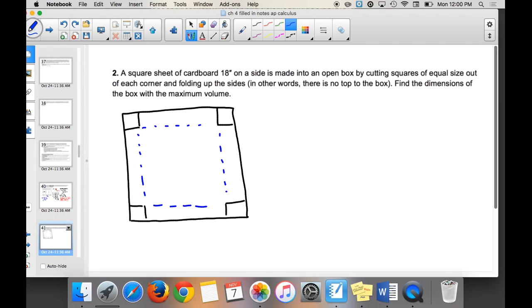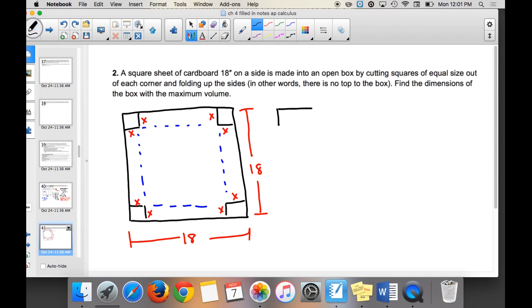So I don't have a lot here. I know that it was 18 inches on the side originally. So this was 18, and it was a square, so 18. And we're cutting squares of equal size. So if you remember from Algebra 2, we do x by x. Do you remember this in Algebra 2? Even Algebra 1. It's in every math textbook. It's a classic math problem. As we're folding it, we get a shallow box. It depends on how big your x by x is. It could be a really tall box if you cut out really big squares.